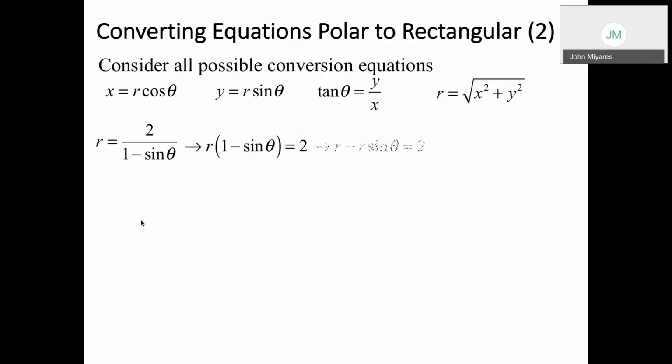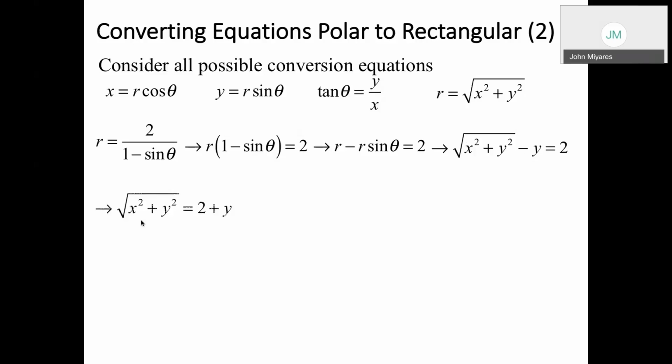If we distribute, we will get r minus r sine theta equals 2. Now, if we substitute some of our conversion equations, we'll get the square root of the quantity x squared plus y squared minus y equals 2. It would be nice to clean this up a little bit, and your first instinct to do so would be just to square both sides. But we can't do that until we isolate the radical on the left-hand side.